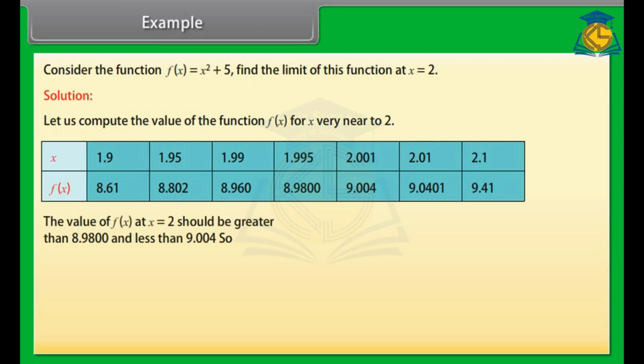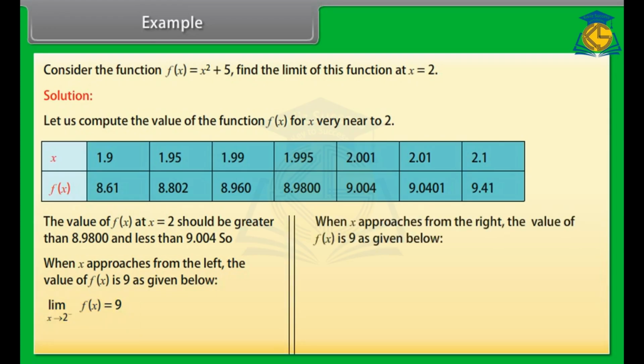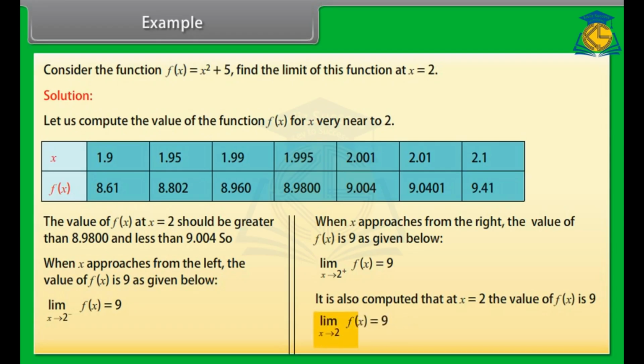The value of f(x) at x is equal to 2 should be greater than 8.9800 and less than 9.004. So, when x approaches from the left, the value of f(x) is 9 as given below. Limit x tends to 2 minus of f(x) is 9. When x approaches from the right, the value of f(x) is 9 as given below. Limit x tends to 2 plus of f(x) is 9. It is also computed that at x is equal to 2, the value of f(x) is equal to 9. Limit x tends to 2 of f(x) is 9.